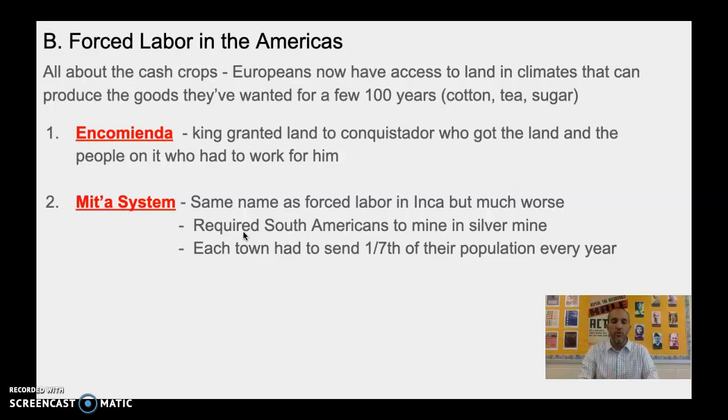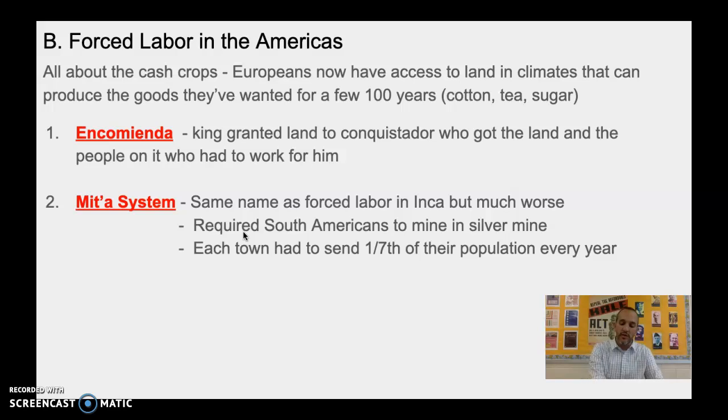And the Europeans are going to put into place a couple forced labor systems where you're forcing people to do labor for you. The first one is called the encomienda system. The king in Spain is going to grant land to a conquistador. That conquistador has to follow the viceroy's laws, but they have pretty much autonomy or independence over their own piece of land.